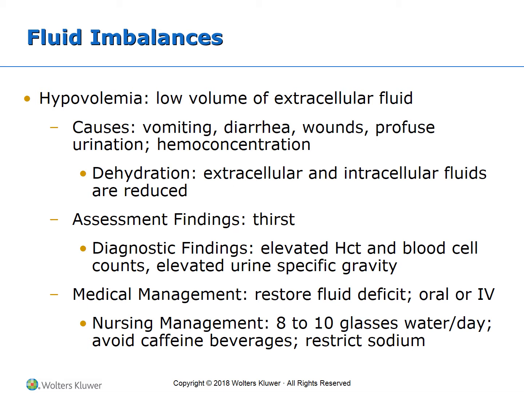Let's talk about the next one, and that is hypovolemia. Hypovolemia is the loss of isotonic fluid from the extracellular space. Okay? It can progress to hypovolemic shock. And what are the causes? Excessive fluid loss from, for example, hemorrhaging. Decreased fluid intake. Third space fluid shifting. Vomiting. Diarrhea. Profuse urination.